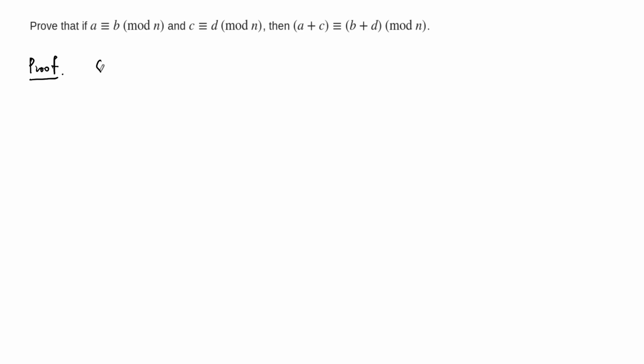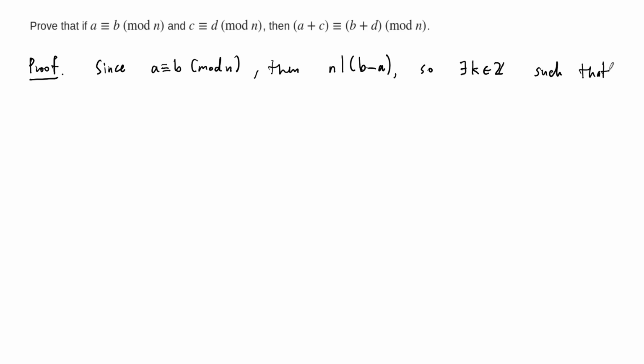I'm going to write this proof with more symbols, so not as many long sentences. Since a is congruent to b mod n, what does this mean? Well, by the definition in our text at least, this means that n divides the difference, b minus a. And we know what divides means. So this means that there exists some integer k in Z such that b minus a is equal to k times n. All right, so there's the consequence of a being congruent to b.